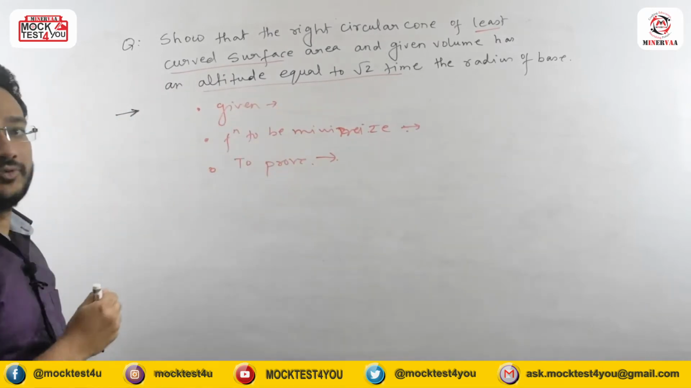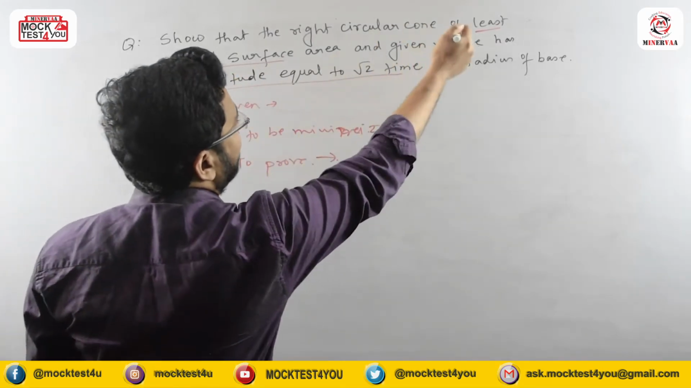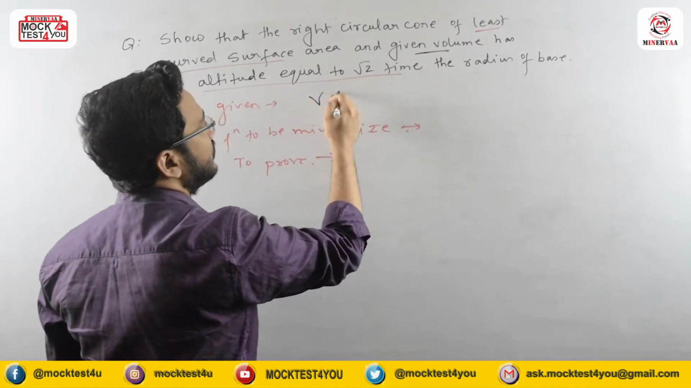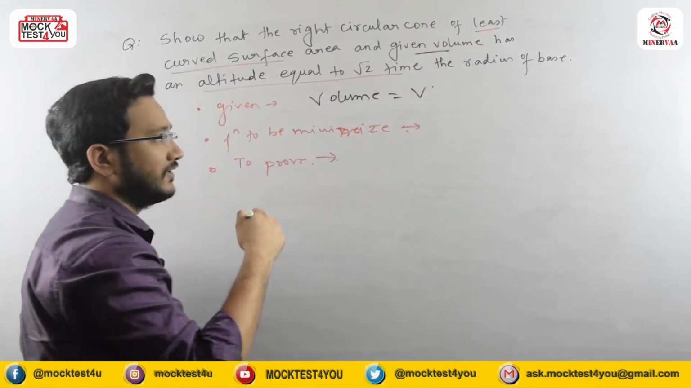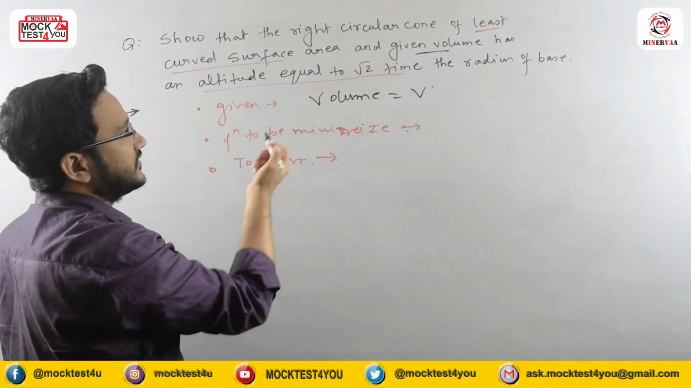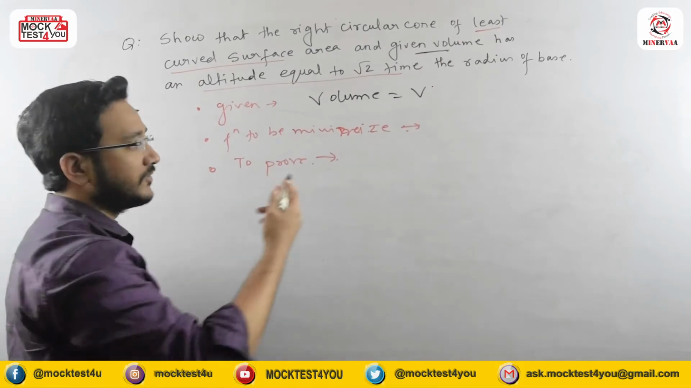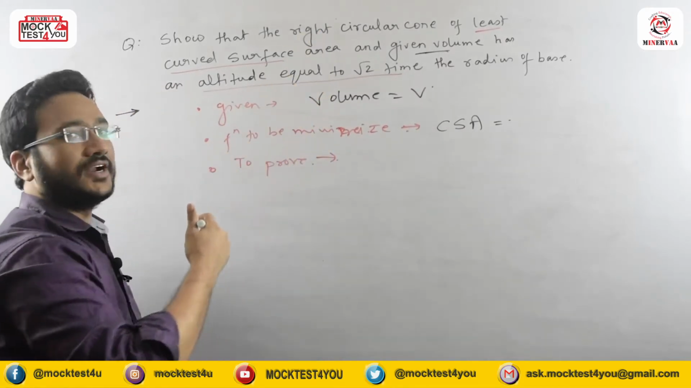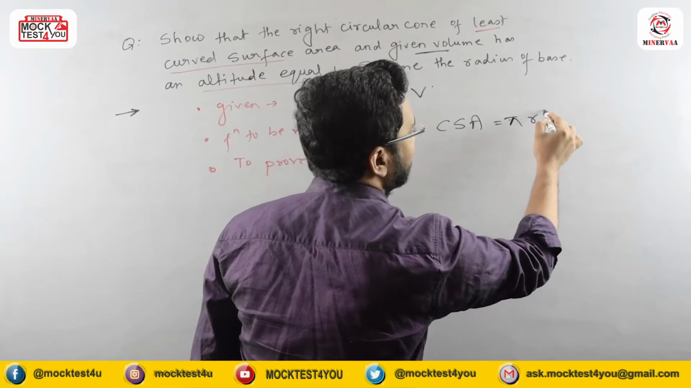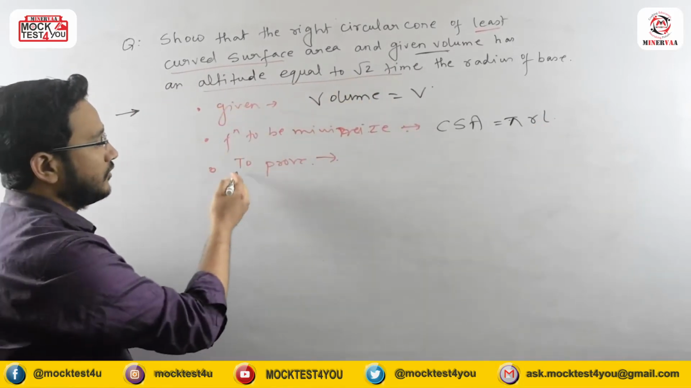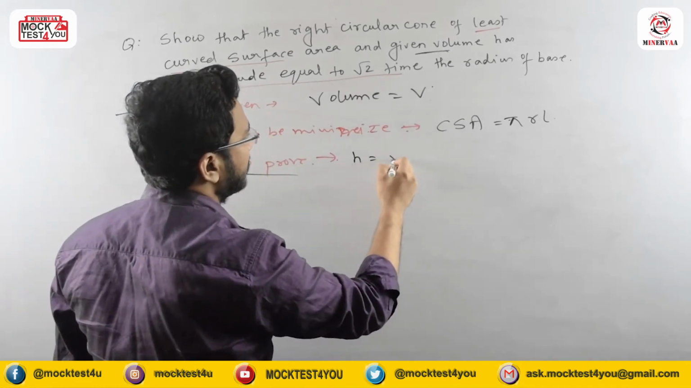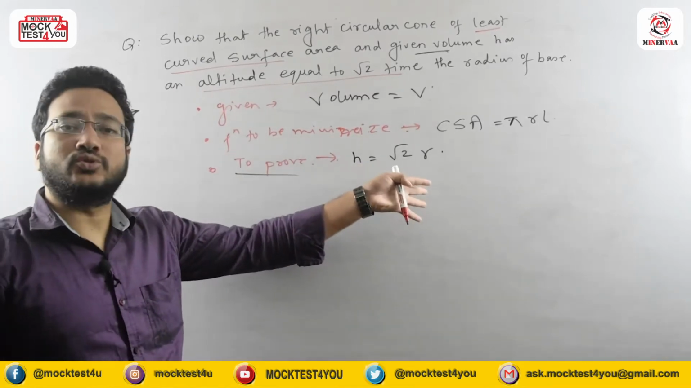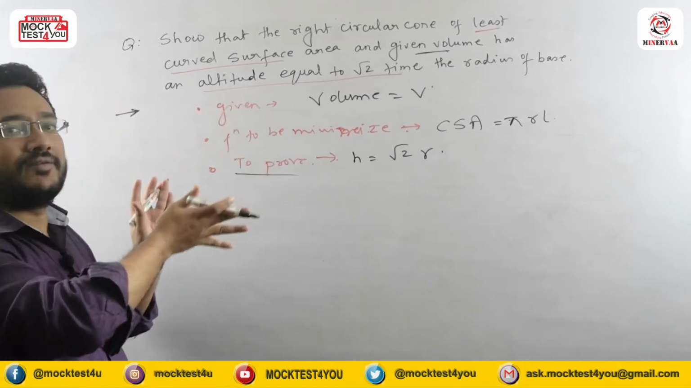Now let's see one by one from the question. Show that the right circular cone of least curved surface area and given volume. That means what is given here? Volume is given. Let's suppose this one as V. Function to be minimized here: what you have to minimize? Least curved surface area. It means you have to minimize the curved surface area. What is the curved surface area of a right circular cone? It is nothing but pi r L, where L is the slant height. Now to prove, what you have to prove? Altitude h is equal to √2 r. Altitude is equal to √2 times the radius of the base. That means h is equal to √2 r. You have to prove this here. Okay, so we have summarized it here.